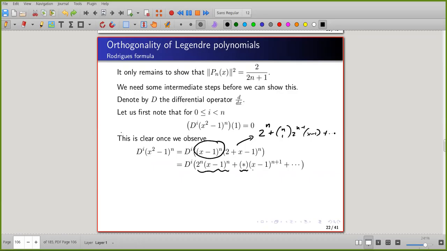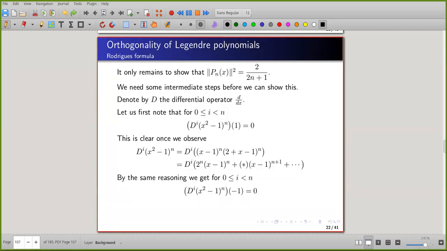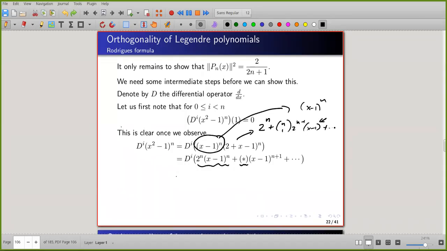There's some constant into x minus 1 to the n plus 1. So this x minus 1 to the n, this term over here gets multiplied with this guy over here, and we get x and so on, right? And let's see. Okay, so I mean to say, so yeah, this is this.